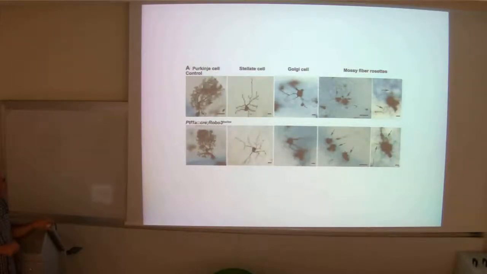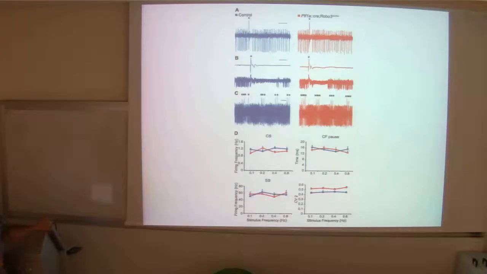Okay. And this is another supplementary figure to show that all the cell types and the mossy fiber rosettes are the same as well. So Purkinje cells look like Purkinje cells, and stellate and Golgi cells all look similar. Okay, back to results.